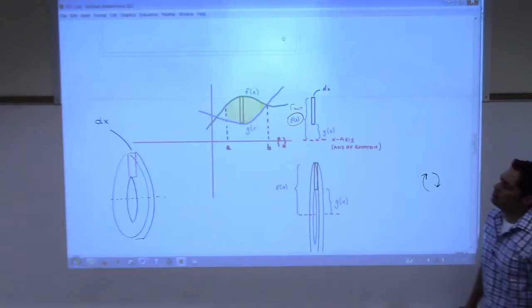And then if I call the radius of the smaller cylinder r in, then of course the volume of that would be pi r in squared times h, right? Subtract the two, and that should be the volume of that little washer. Do you all agree?